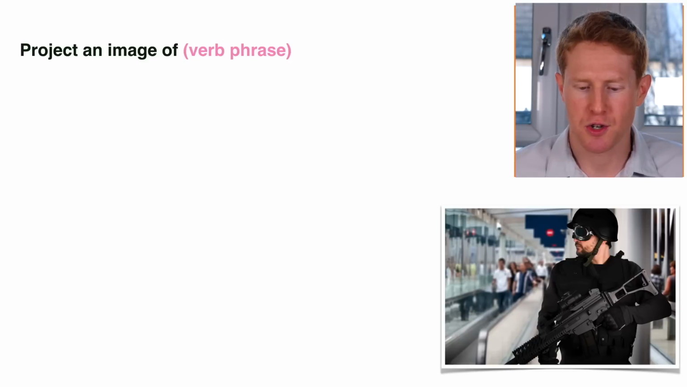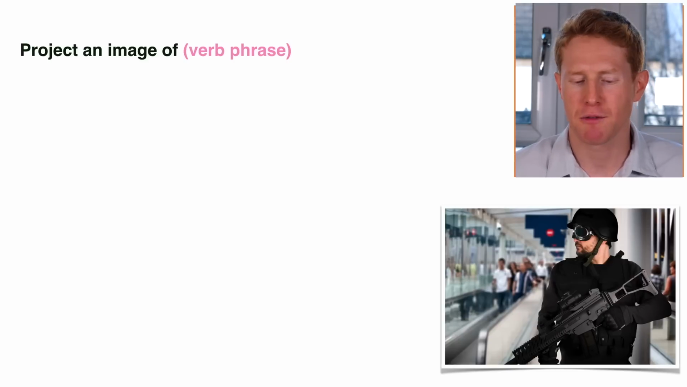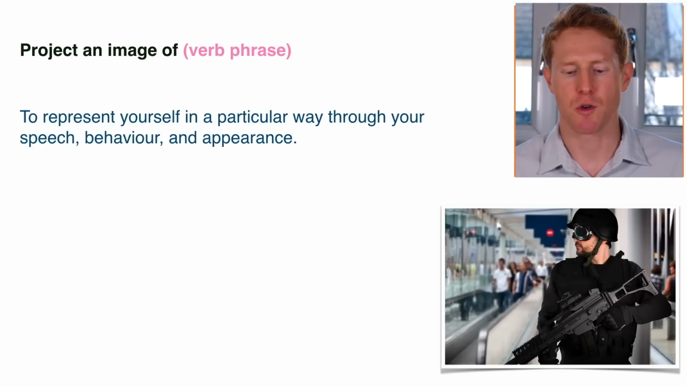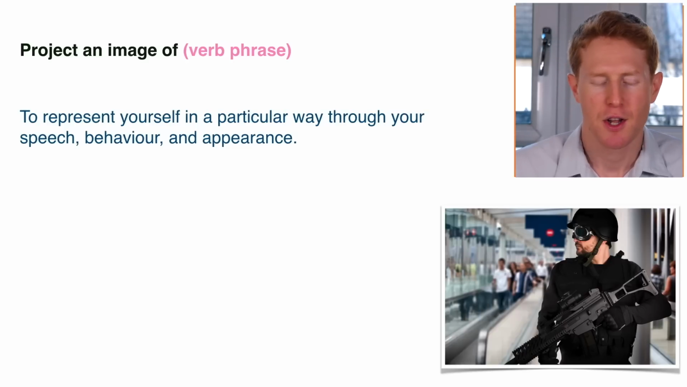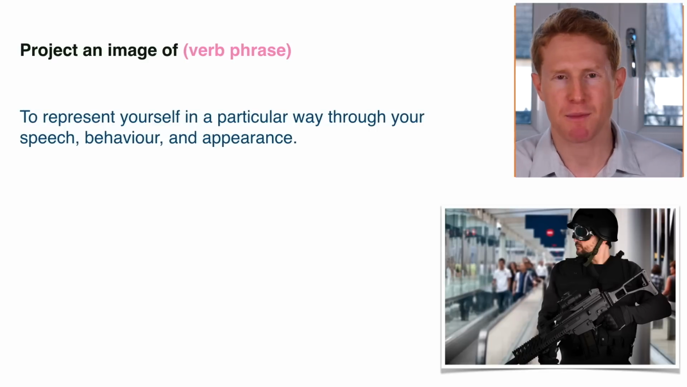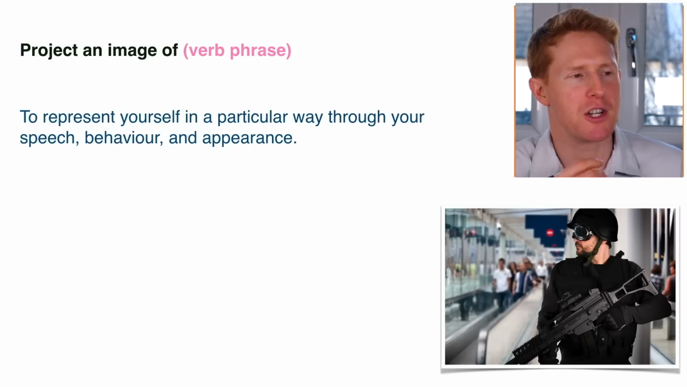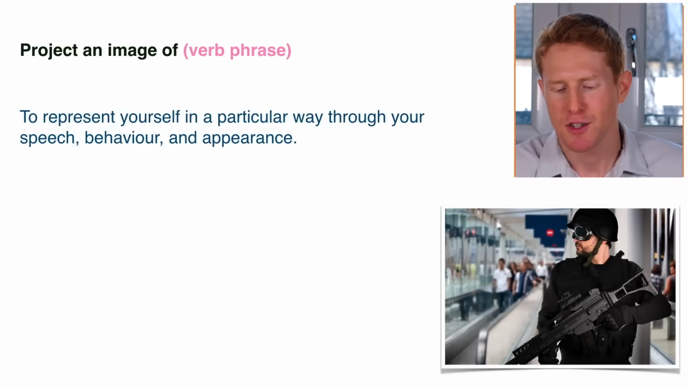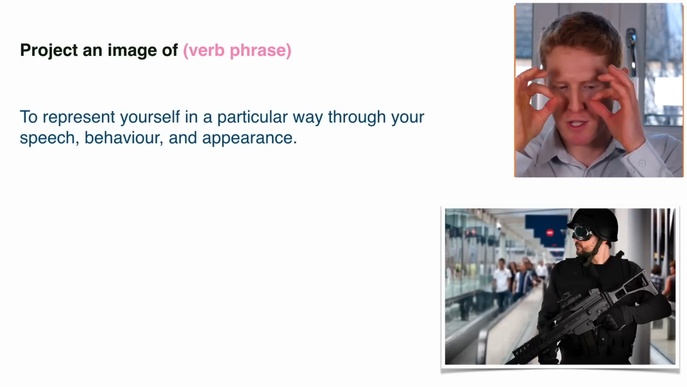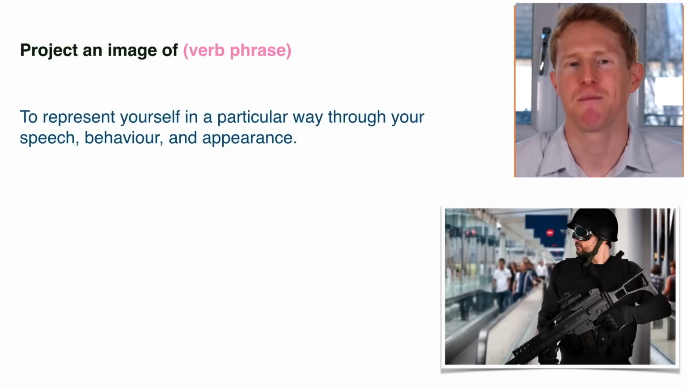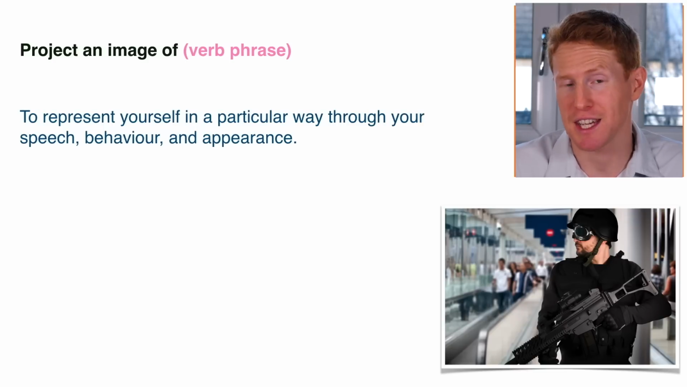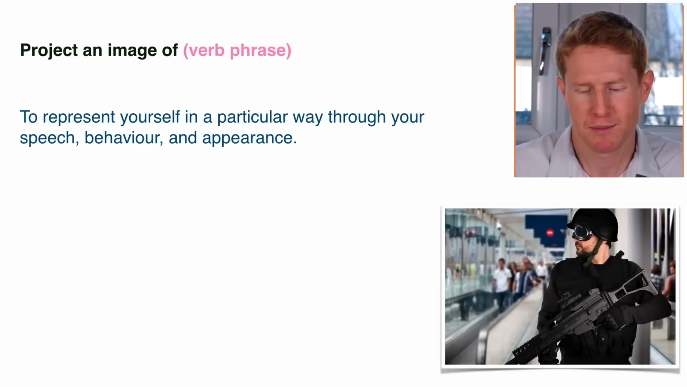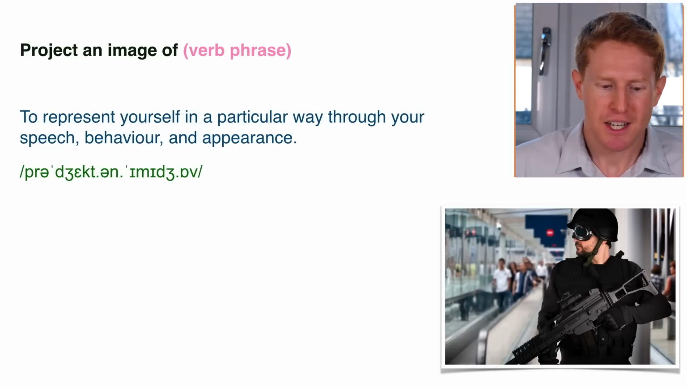The next word is to project an image of. So this is a very useful verb phrase, and it means to represent yourself in a particular way through your speech, behavior, and appearance. So this soldier or policeman below me, what kind of image does he project? So I'd say dressed all in black with his goggles and his massive gun, I'd say he projects an image of power and dominance and safety, perhaps. I hope. Okay, so project an image, or project an image of.